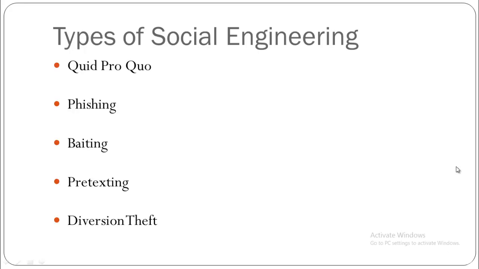Quid pro quo is something for something. You call random numbers at a company claiming to be from technical support. Eventually you will reach someone with a legitimate problem, and they will be grateful that you called them back, and they will follow your instructions. The attacker will then help the user, but will really have the victim type commands that allow the attacker to install malware in the background.